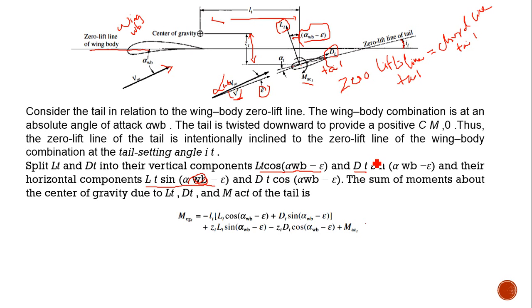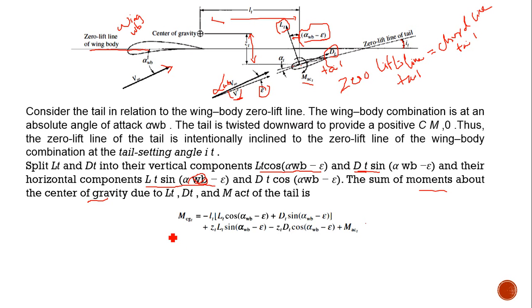So therefore drag is also split into two components. One is a vertical component, another one is the horizontal component, that is DT sin(alpha WB minus epsilon) and the same way DT cos(alpha WB minus epsilon). So the moments about the center of gravity are due to LT, DT and MACT. These are the moments acting on the tail of the airplane.